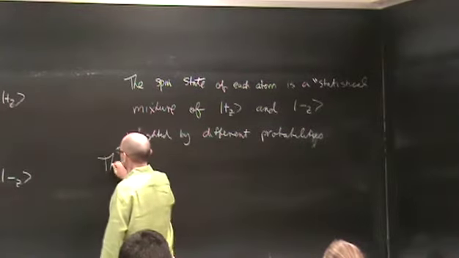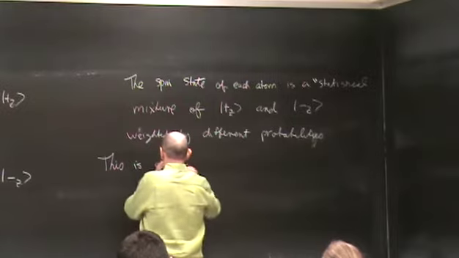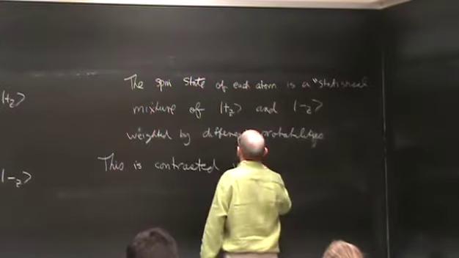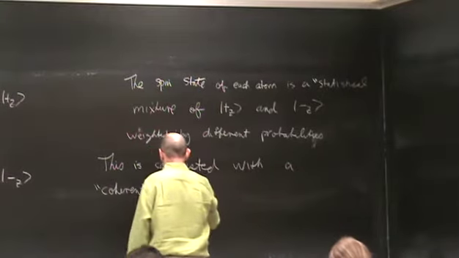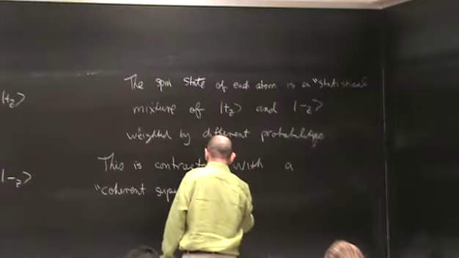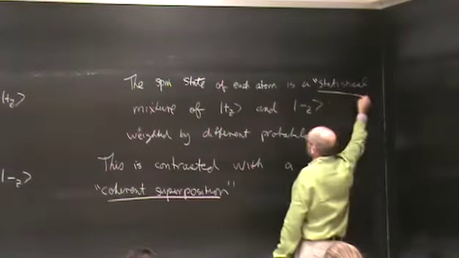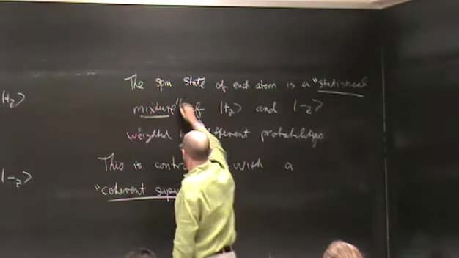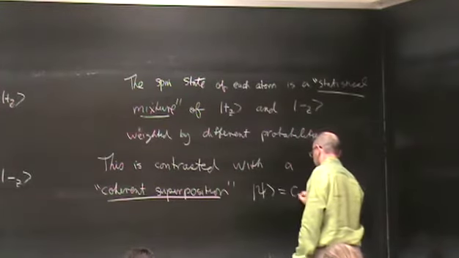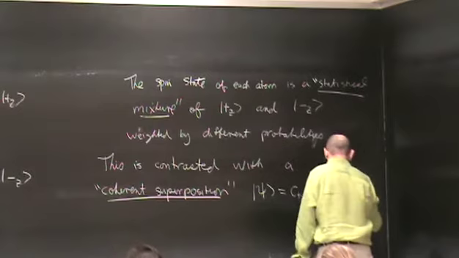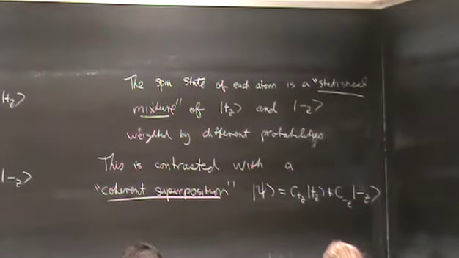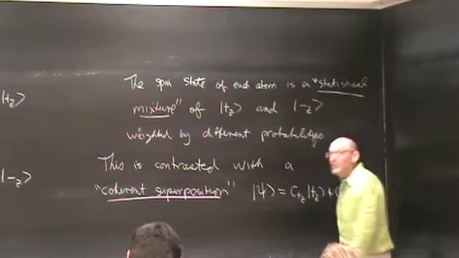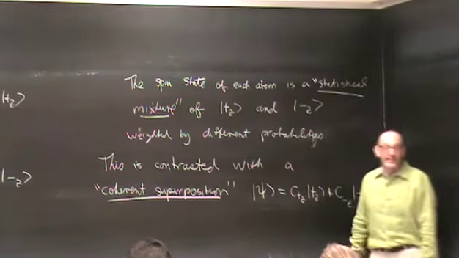This should be contrasted with what we would call coherent superposition. What is a coherent superposition? A coherent superposition, for example, is this. This state is not a mixed state. It is a pure state. Doesn't mean that every measurement I do will have a definite outcome, but it's a pure state.